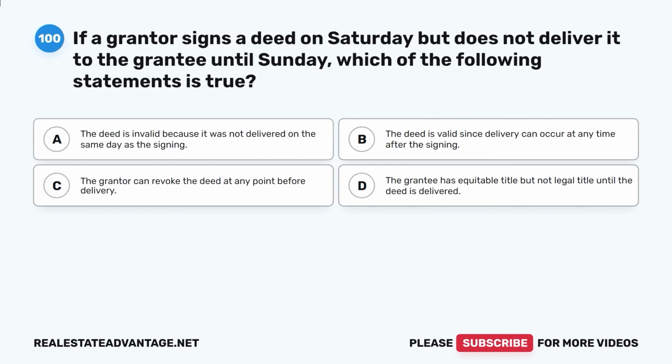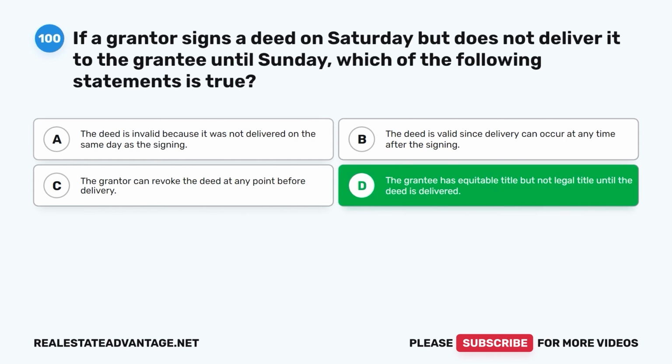Question 100. If a grantor signs a deed on Saturday but does not deliver it to the grantee until Sunday, which of the following statements is true? A. The deed is invalid because it was not delivered on the same day as the signing. B. The deed is valid since delivery can occur at any time after the signing. C. The grantor can revoke the deed at any point before delivery. D. The grantee has equitable title, but not legal title until the deed is delivered. The correct answer is D.